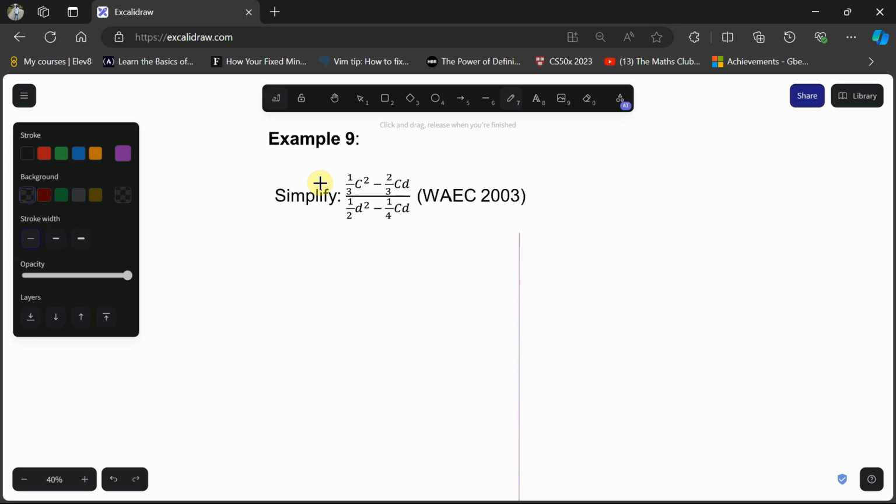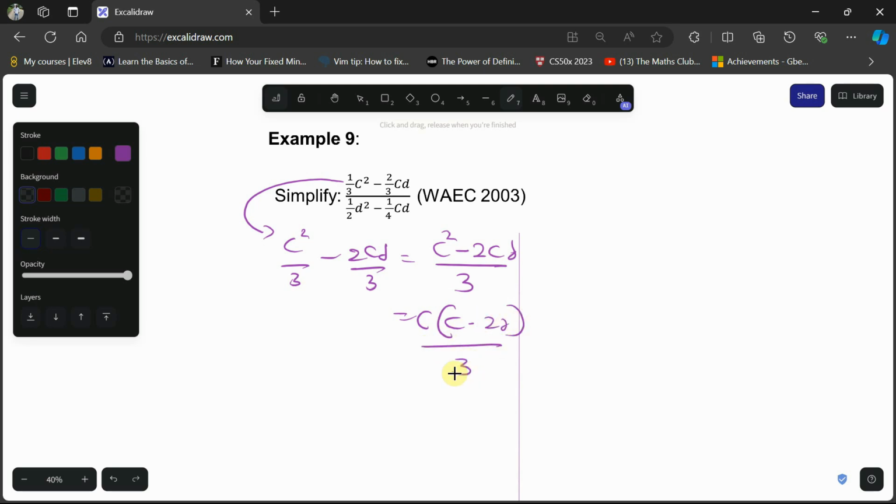The first thing we'll do is break it apart. This is the numerator. This is like saying 1 times c squared is c squared all over 3, minus 2 times cd is 2cd all over 3. If I subtract these two, the LCM here is 3. 3 in 3 is 1 times c squared, this gives me c squared. 3 in 3 is 1 times minus 2cd, this gives me minus 2cd. From this I can factor out c: c open bracket c squared divided by c gives me c, minus 2cd divided by c gives me 2d, close the brackets, all over 3. So we're done with the numerator.